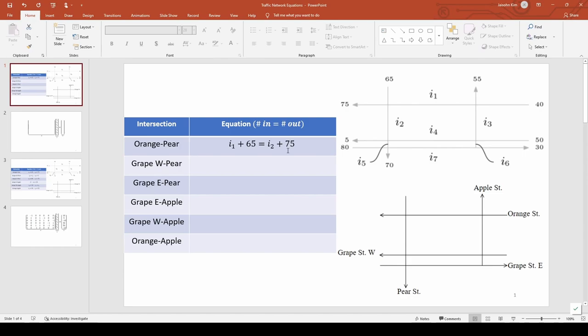We basically repeat this process for the rest of the intersections. Let's look at the Grape West and Pear intersection. There's i2 coming in from the north, and i4 coming in from the east. There's i5 vehicles leaving down here, and another 5 vehicles leaving west. This means the equation for this intersection is i2 plus i4 equals i5 plus 5. Note that this 5 is the quantity we solve for in part B.